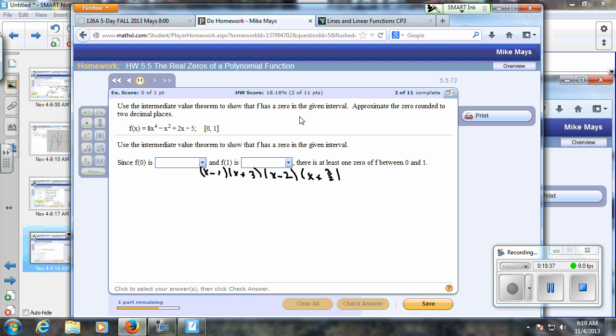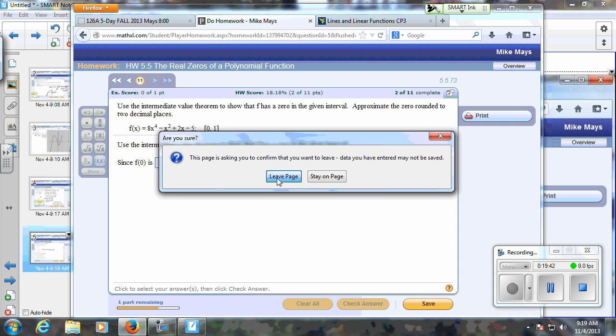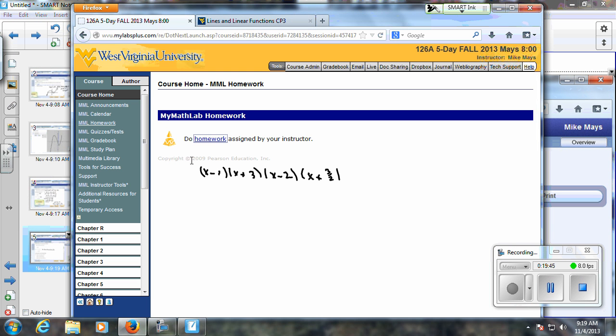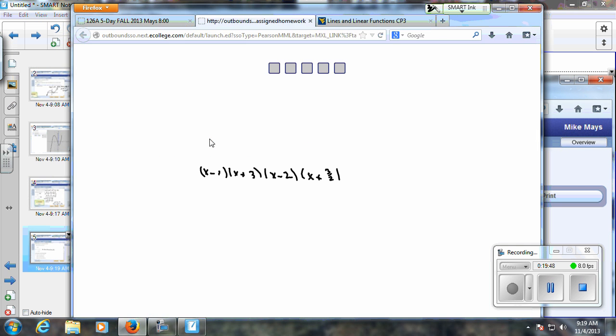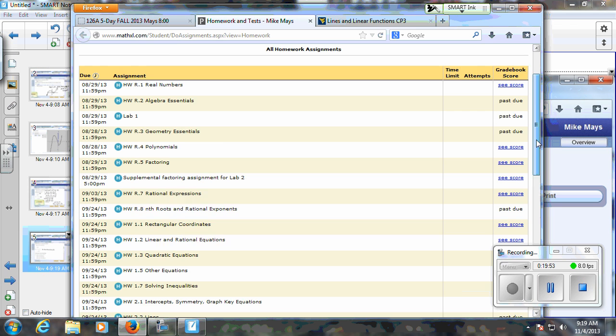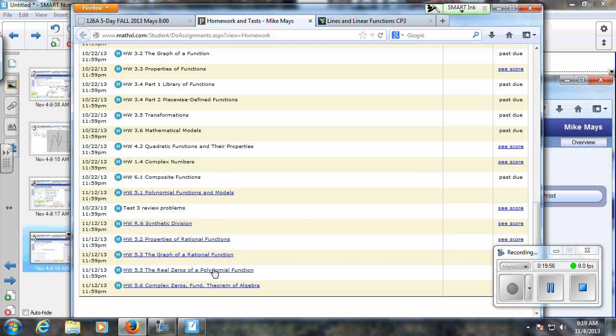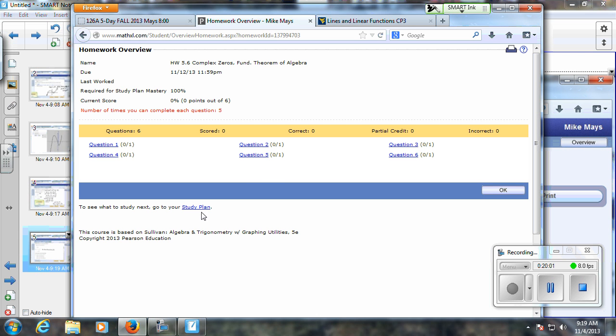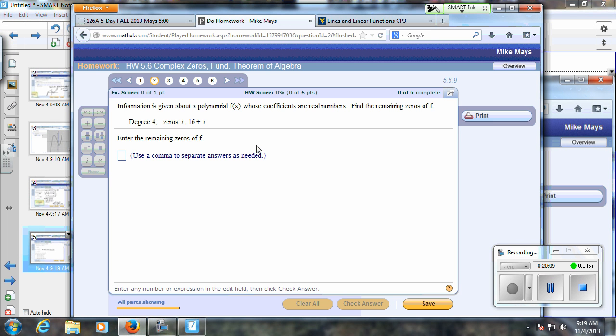Now let's go and look at another homework set. Let's try one from the complex numbers and see what kinds of new ideas are illustrated in those homework. So complex zeros in the fundamental theorem of algebra. Try a couple of these out and see what happens. Let's see what number 2 is. Information is given.